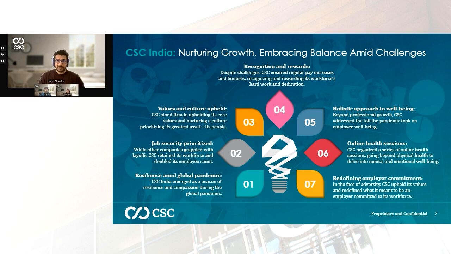So this slide is about nurturing growth, embracing balance amid challenges. As you know, even though the pandemic brought tough times, CSE showed how strong and caring it is, especially in India. During this time, companies had to let a lot of people go. However, CSE made sure to keep its employees and even hired more. They stuck to their values and made sure that their employees came first.